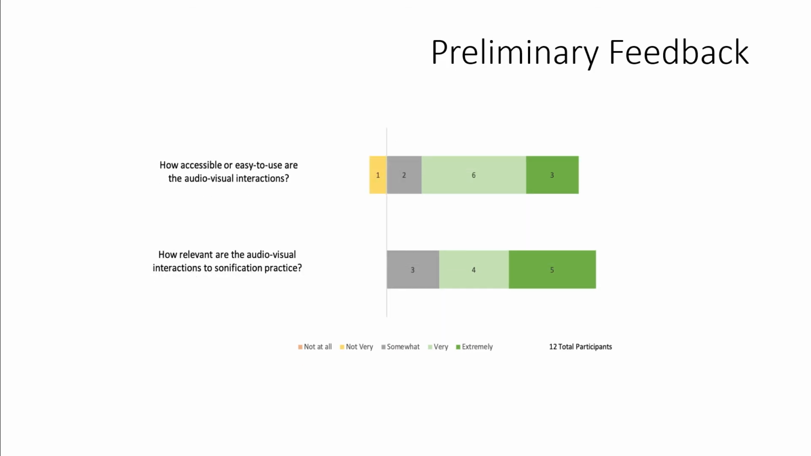And then we asked about the audiovisual interactions specifically, and they were less easy to use, but this is to be expected as it requires a lot more interaction and involvement. So there's room to improve there for sure. And again, we asked the other question about how relevant the interactions are, and again we got a good response there. So in the context that the audiovisual interactions are placed, they seem to make sense to people.